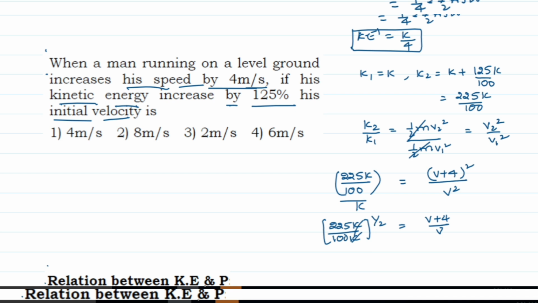Now K gets cancelled. The square root of 225 is 15, and the square root of 100 is 10, which equals v plus 4 by v. Now you have to simplify this: 15 by 10 is 3 by 2, so 3v equals 2v plus 8. 3v minus 2v gives v, so v equals 8 meters per second. So this is the correct answer.